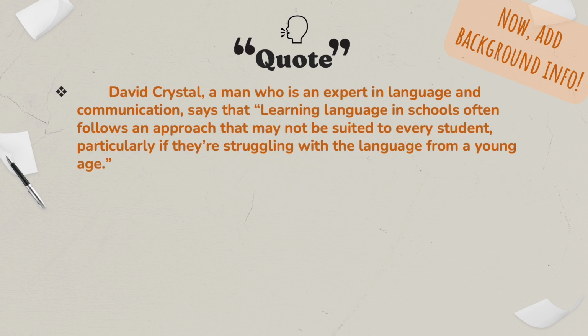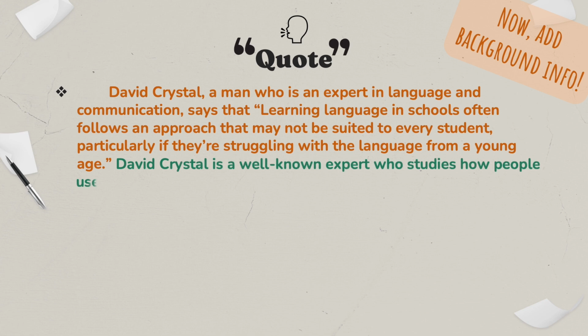For our final hook, it is clear that this is a quote that disagrees with the topic. It says, David Crystal, a man who is an expert in language and communication, says that learning language in schools often follows an approach that may not be suited to every student, particularly if they're struggling with the language from a young age. So, because our quote disagrees, our background information needs to make it clear that we also disagree.